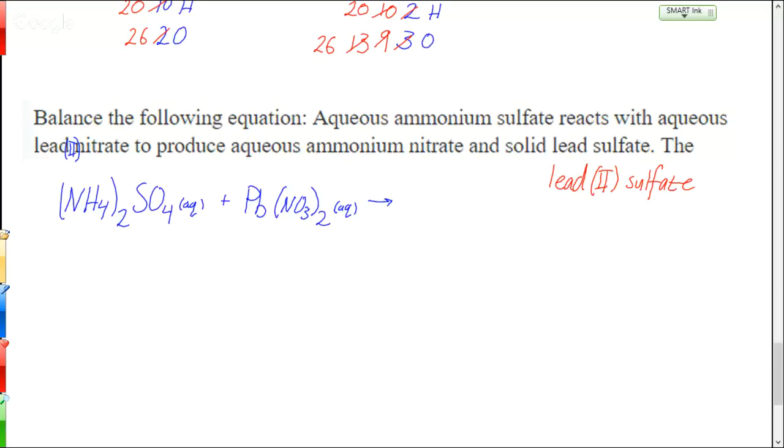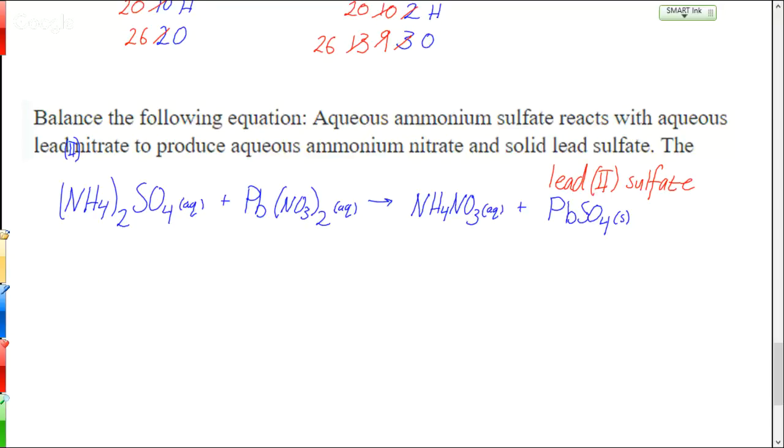And then our products are aqueous ammonium nitrate, and solid lead sulfate, lead 2 sulfate, which is PbSO4. Because sulfate is -2, lead is +2, so you just need 1 of each. We always put the cation first.